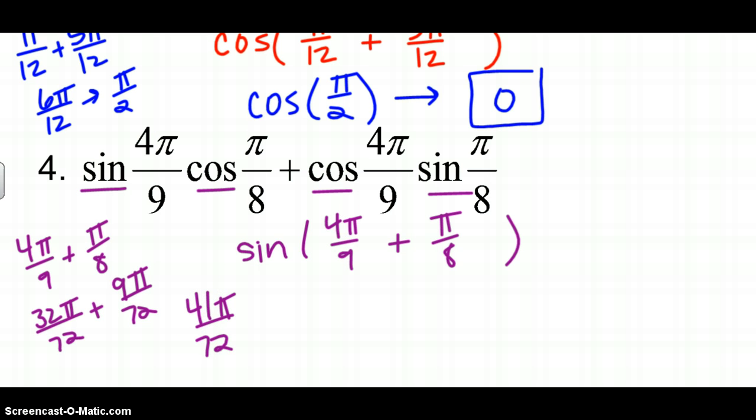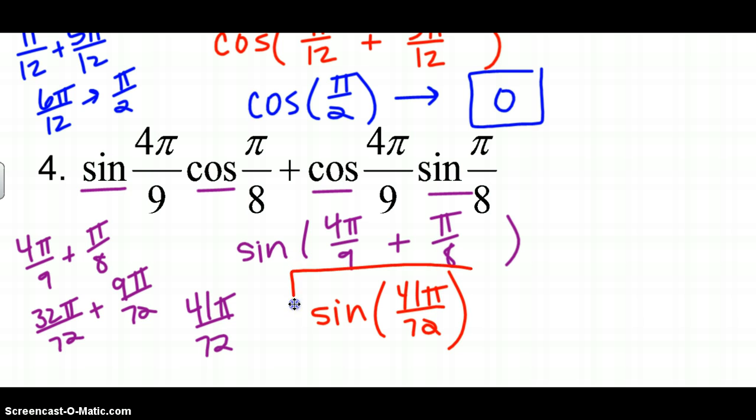41 pi over 72. That most definitely is not going to simplify to something on my unit circle. So I can't find an exact value like I did on the previous examples. This is as far as I can go, so I'm going to stop there. Alright, because your final angle inside your sine or cosine was not one that was on the unit circle.